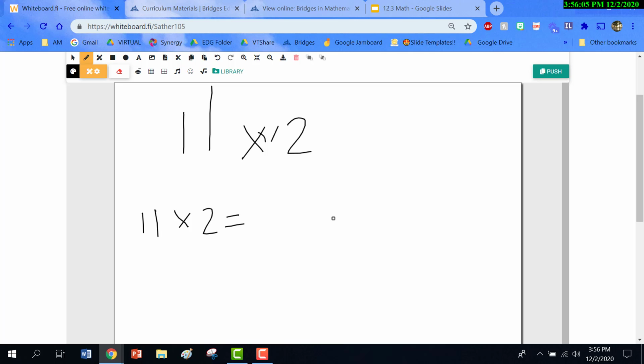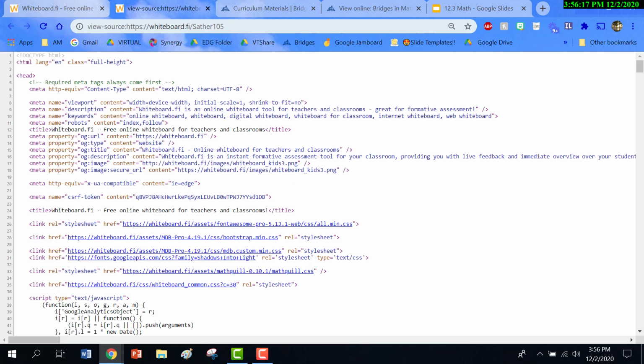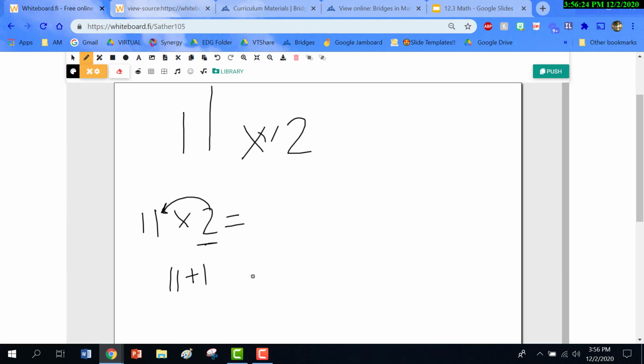Welcome back. So like I said, there's a bunch of different ways to solve this, but what we learned yesterday is that when you're multiplying by 2, all you have to do is double the number that you're multiplying by. So you're just going to double 11. 11 plus 11 equals 22. So did you get 22?